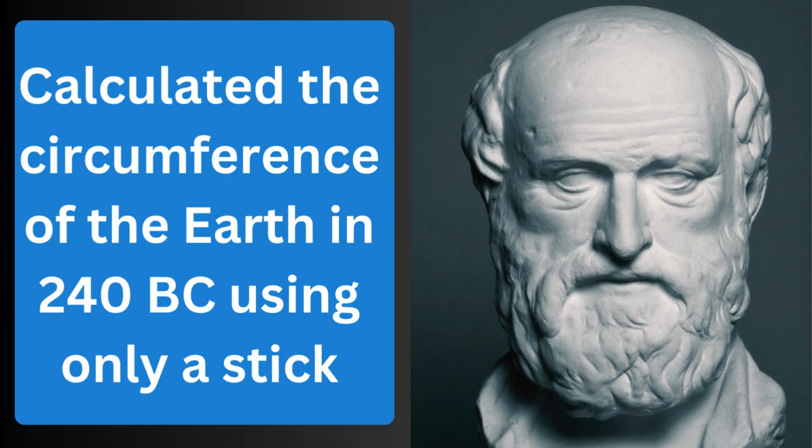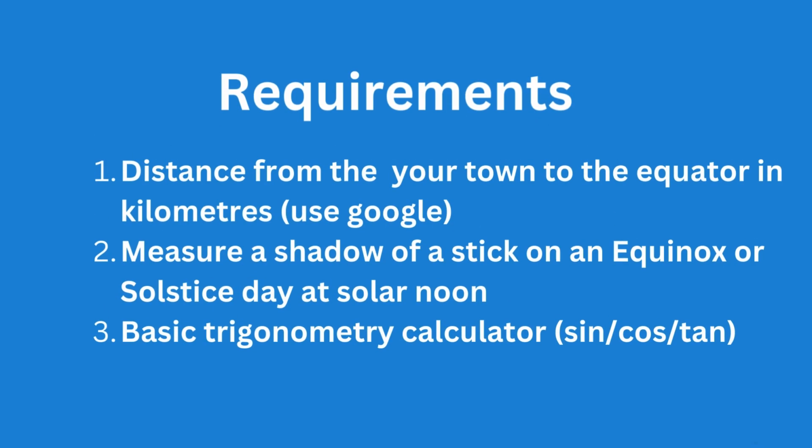This is Eratosthenes. He calculated the circumference of the Earth in the year 240 BC using only a stick and some basic school maths. In this video, you can either try this yourself or follow along to see how I copied his method.